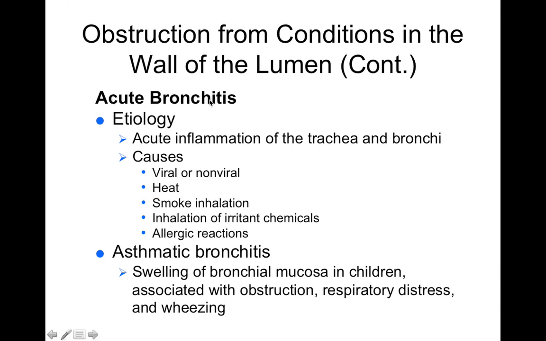Now, moving on to bronchitis. Bronchitis is where you have acute inflammation of the trachea and bronchi. So the different causes could be either viral or non-viral. It could be due to heat and smoke inhalation, inhalation of irritating chemicals, or even allergic reactions to different substances. In asthmatic bronchitis, we call it a swelling of bronchial mucosa. It occurs in children and can lead to obstruction, respiratory distress, and wheezing.